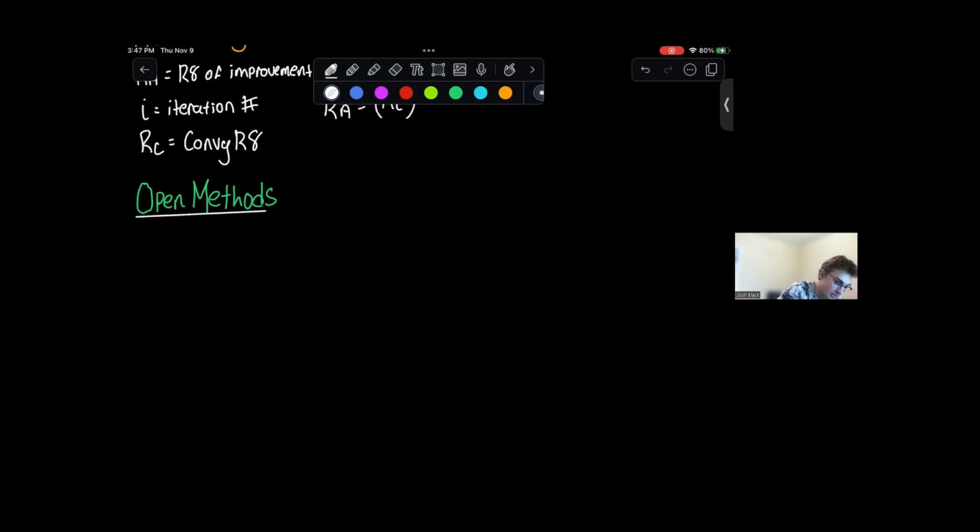Open methods are generally more common than bracketing methods because they have a faster rate of convergence. So they improve much quicker. The first open method we're going to work on is very similar to our regular falsi method. This one's called the secant method.